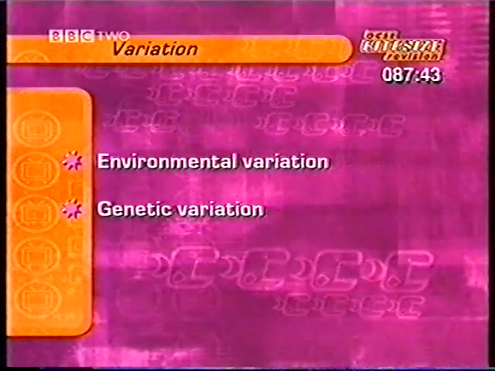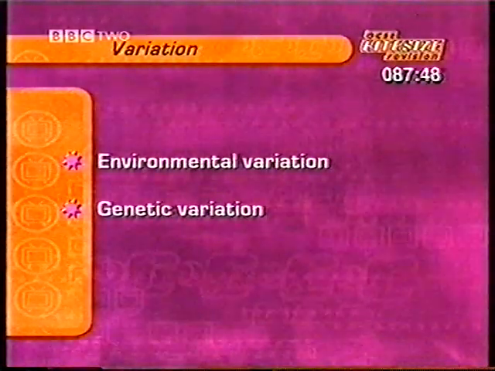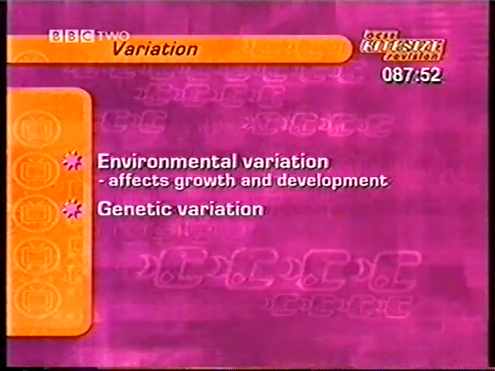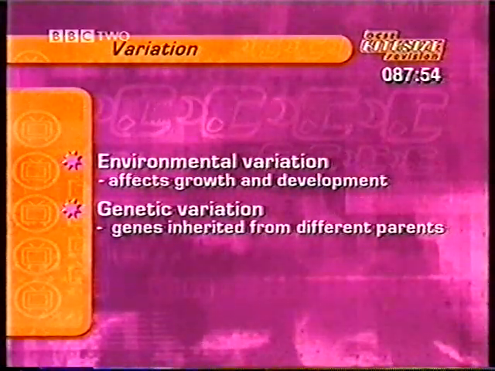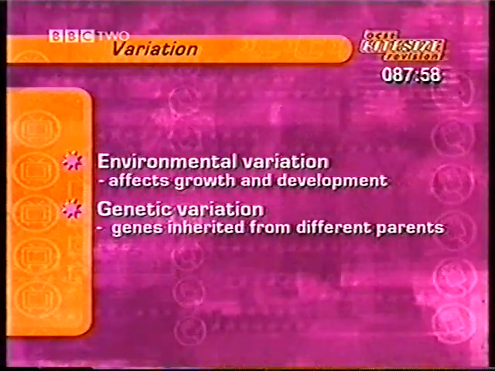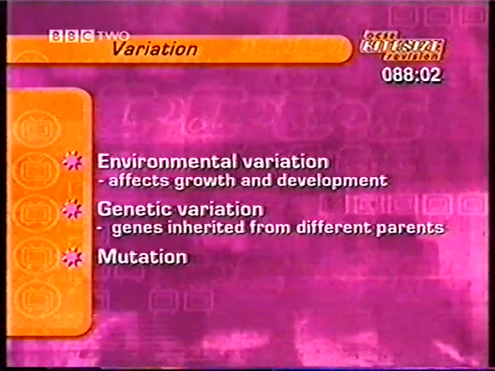We now know that variation within a species is caused by the environment and by genetics. Environmental factors determine how an organism grows or develops. Genetic variations occur in sexual reproduction because genes are inherited from different parents. Mutation is another cause of variation. Organisms can reproduce either by sexual reproduction or by asexual reproduction.